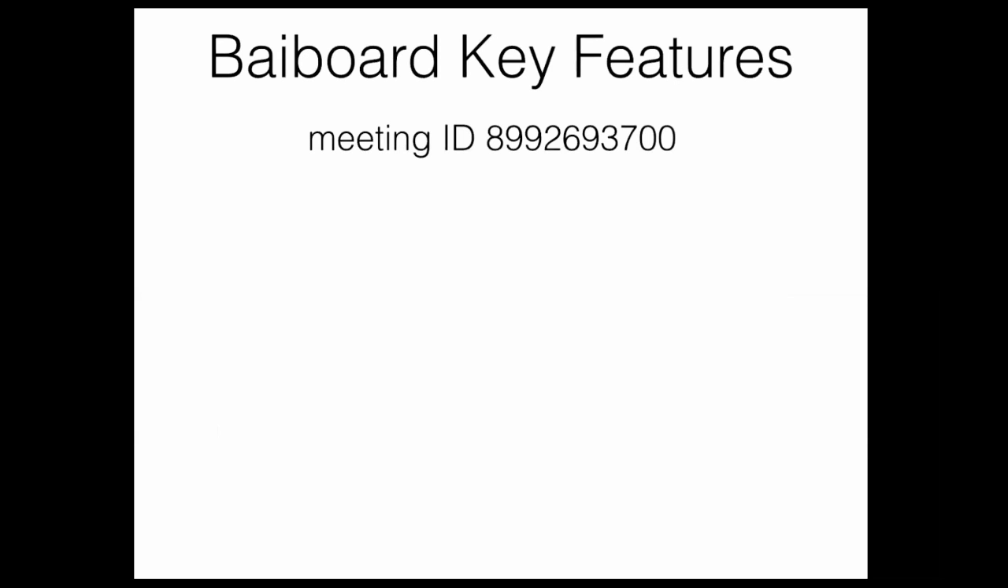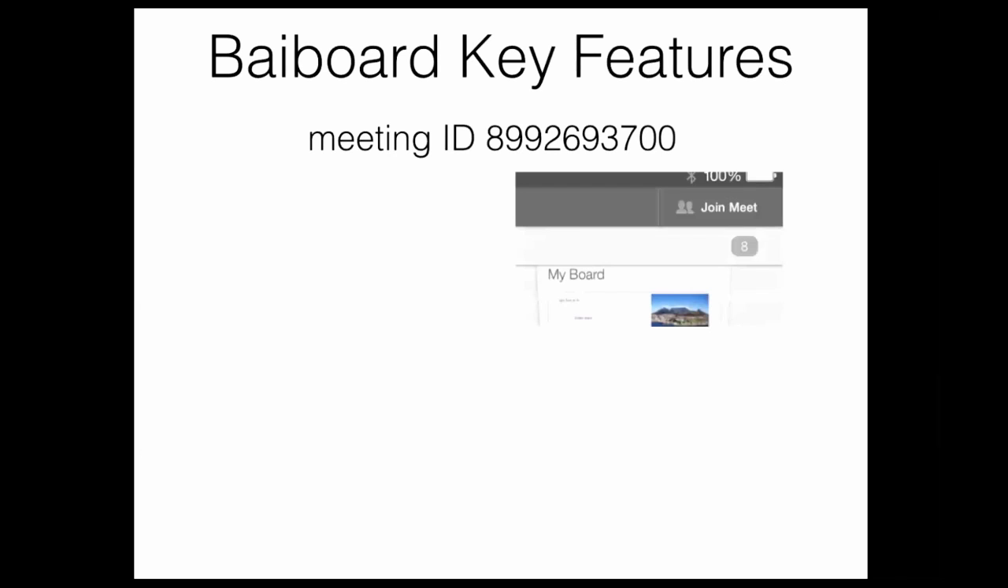Last board for today is the Baiboard. And actually, out of the 3 boards, I really like the Baiboard the most. I think it has a lot of really great features. The downside is that it is for iPads or MacBooks only. So if you are in Baiboard, you'll have this little option at the very top of your home screen called Join Meet. And this is the meeting ID that you can join. You just tap in the meeting ID. You can also add a password to any of your boards to make it a little bit more secure.